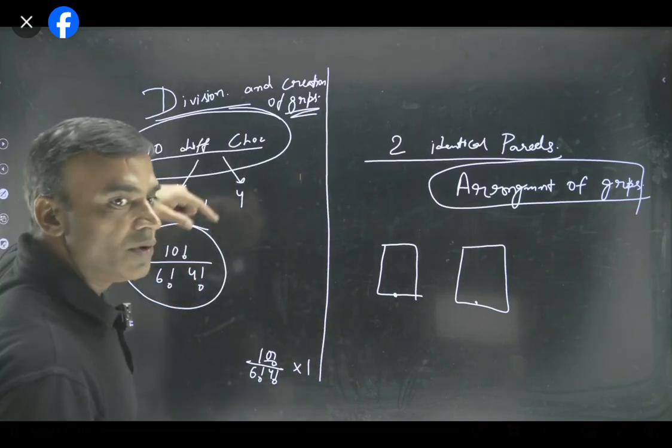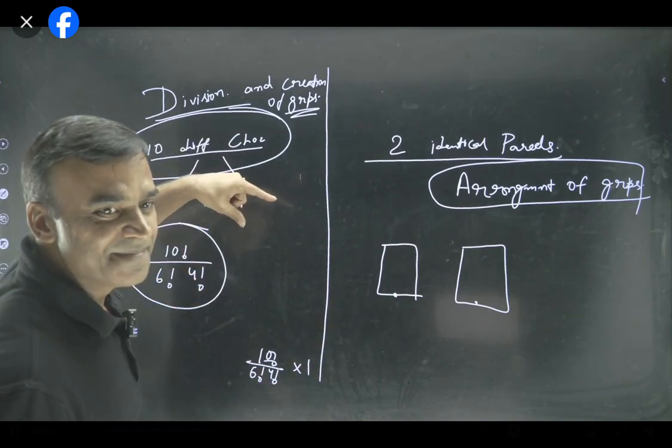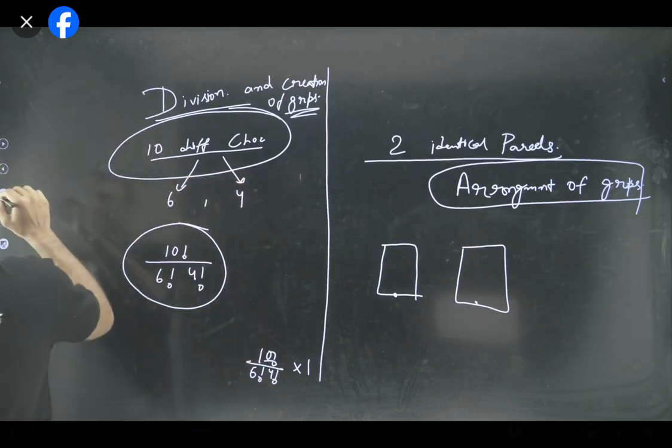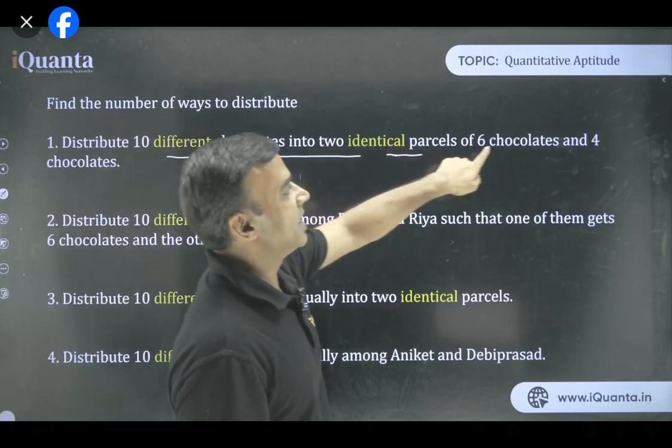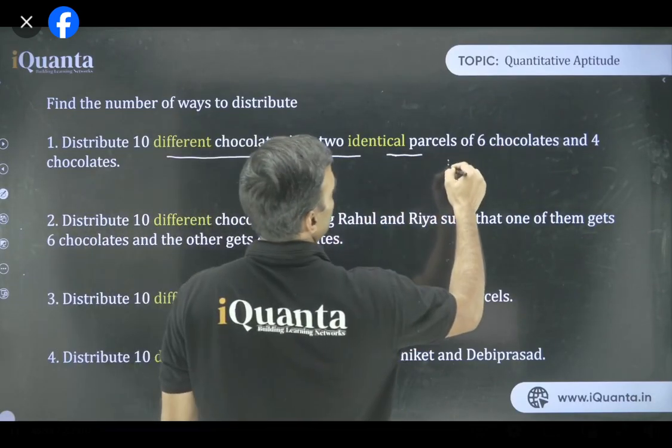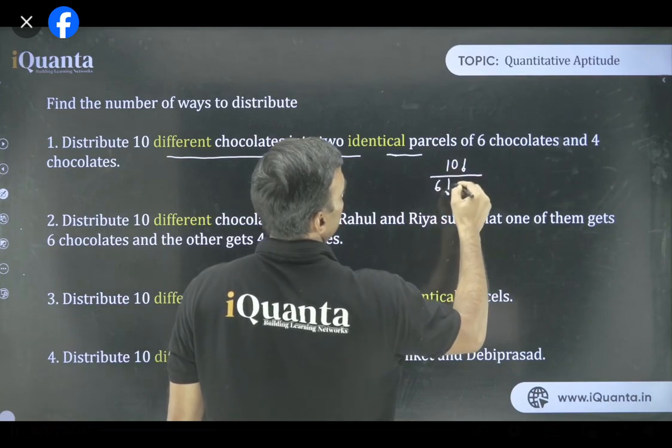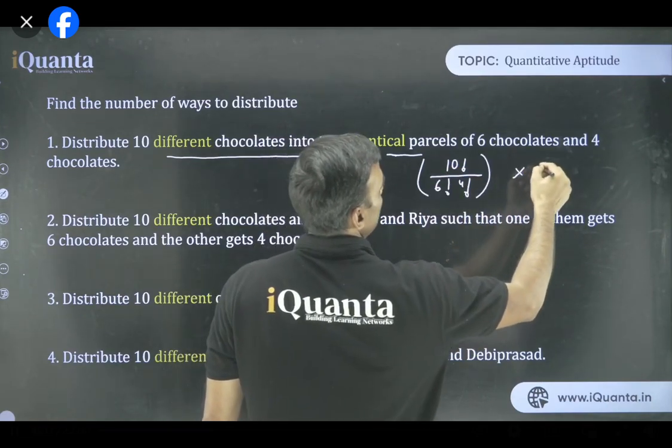So now I'm going back, I'm going to remove all this. ठीक है? I'm going to remove all this and going back. So 10 different chocolates into 2 identical parcels of 6 chocolates and 4 chocolates. So 10 factorial divide by 6 factorial, 4 factorial into 1.